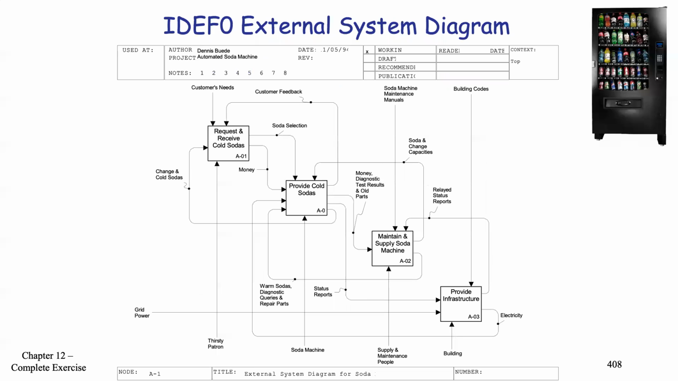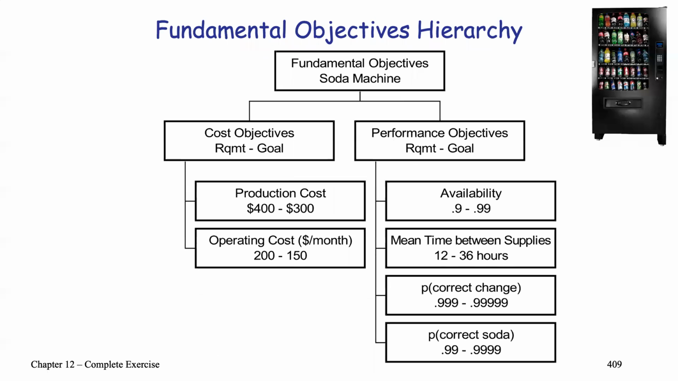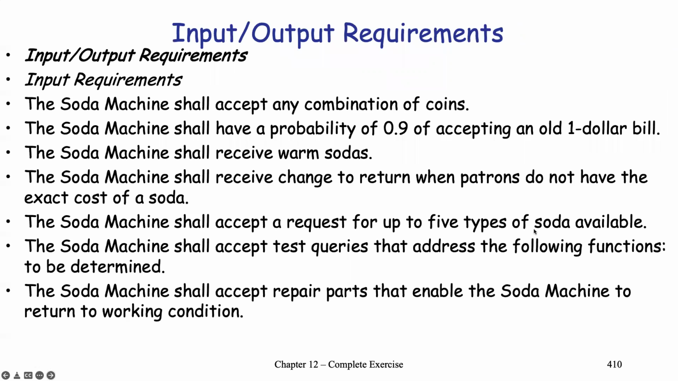Here is an IDEF0 diagram showing the external system diagram for the soda machine. Now the fundamental objectives hierarchy. I'll just go with the top level. You have the cost requirements, where you want to price it such that people will purchase and consume this. And then the requirements: you want to make sure that it has high availability and other things, so it's going to give the correct soda and give the correct change. These are all the performance objectives that will be necessary for people to use it and to continue to use it.